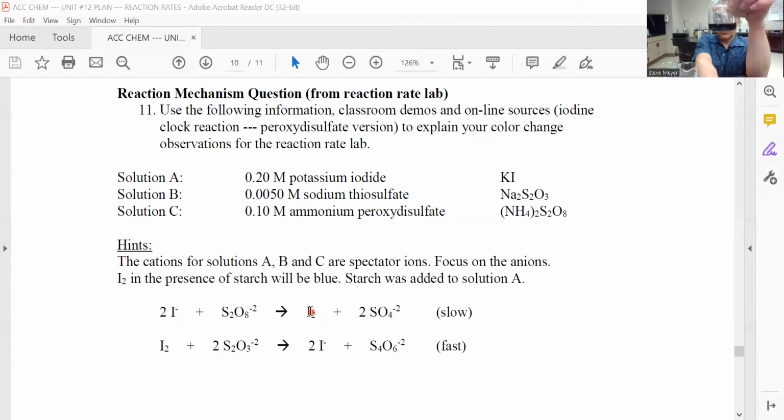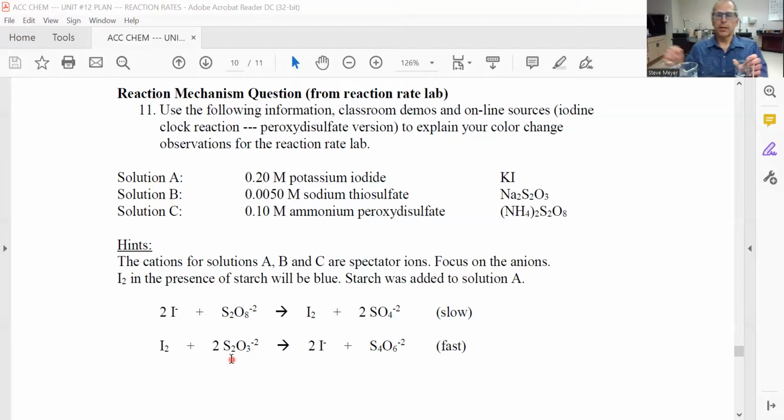Now, if there's no B present, it's going to stay blue. But if I have B present, which is this one right here, it's going to undo the I2 and make it turn back to clear. So if I add some B, it's going to undo it and turn it back to clear. Notice how that will turn it back to clear.